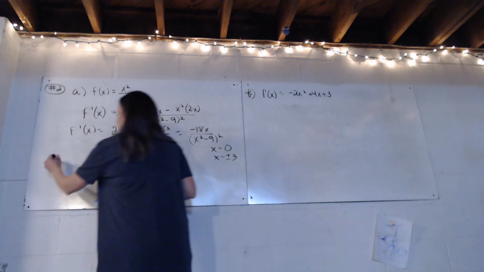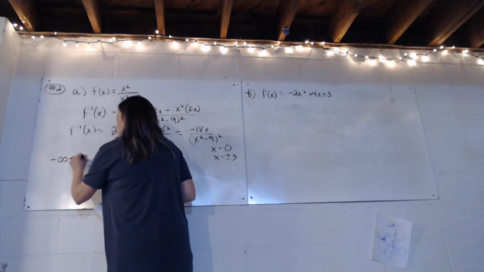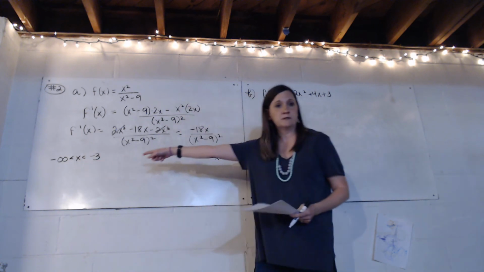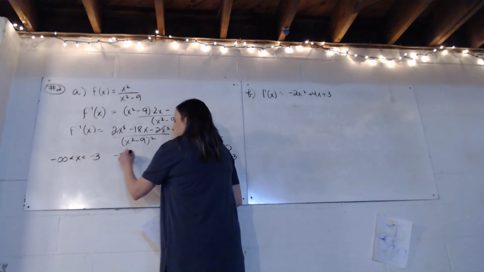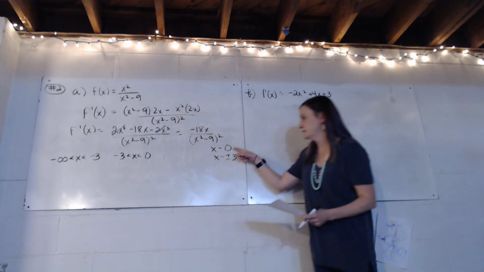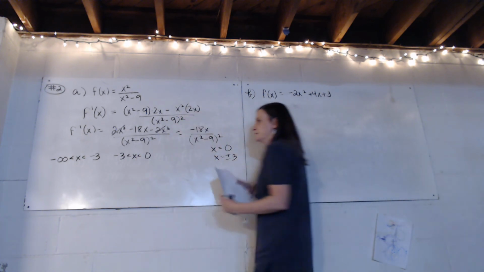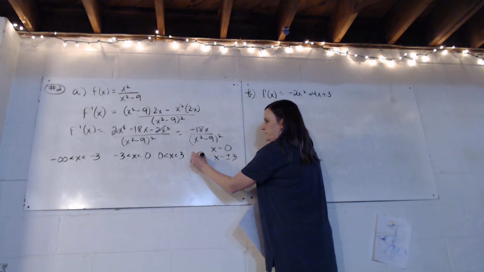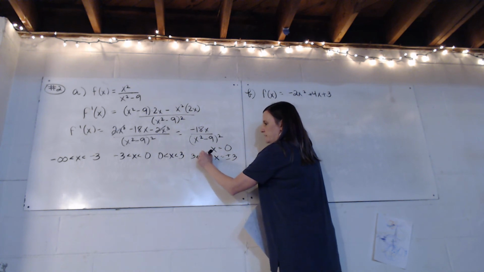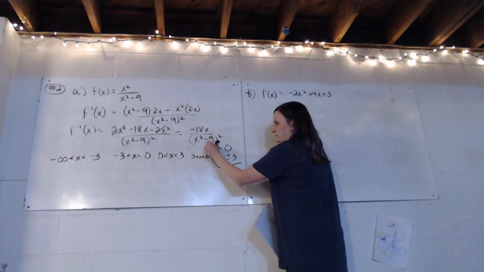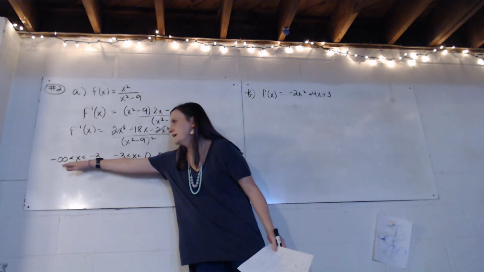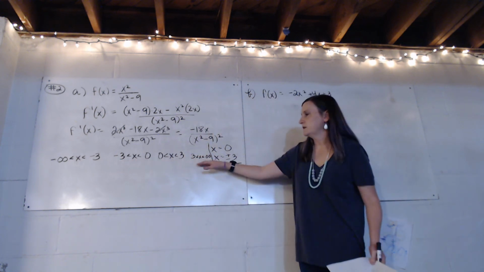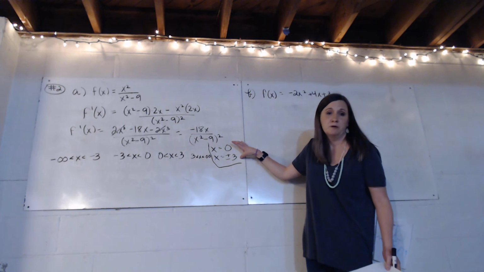So I use my critical numbers to develop my intervals. I'm going to go negative infinity to 0, or I'm sorry, to negative 3. Let's take them in order, for heaven's sakes. So negative infinity to negative 3 is one interval. Negative 3 to 0 is the next interval. Positive 3 is my next point, and then I take that all the way up to infinity. Sorry, I'm running out of room. Okay, so here are my intervals: negative infinity to negative 3, negative 3 to 0, 0 to 3, 3 to infinity. So I use those critical points to build my intervals.